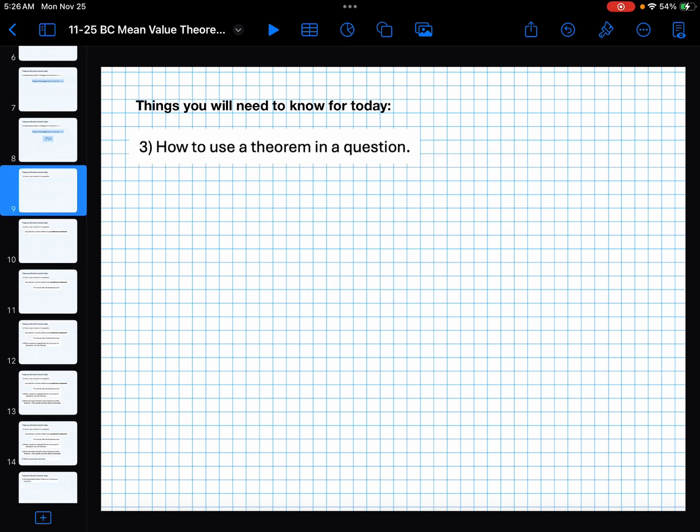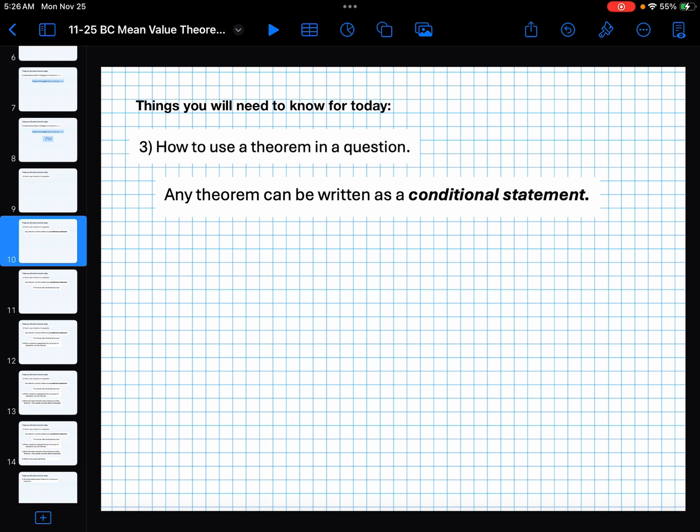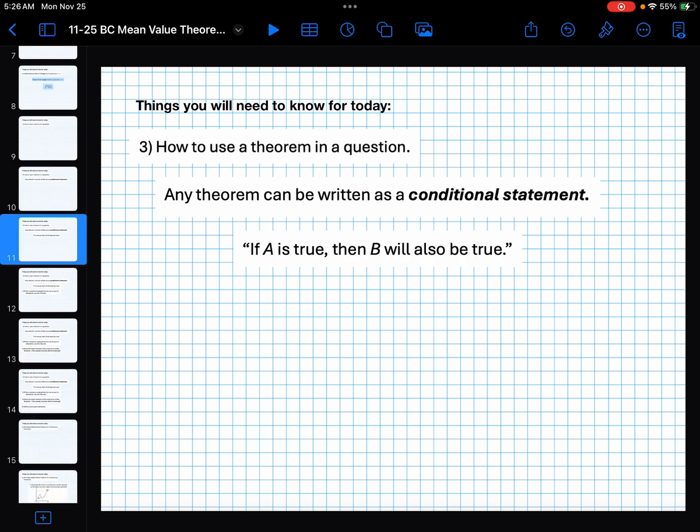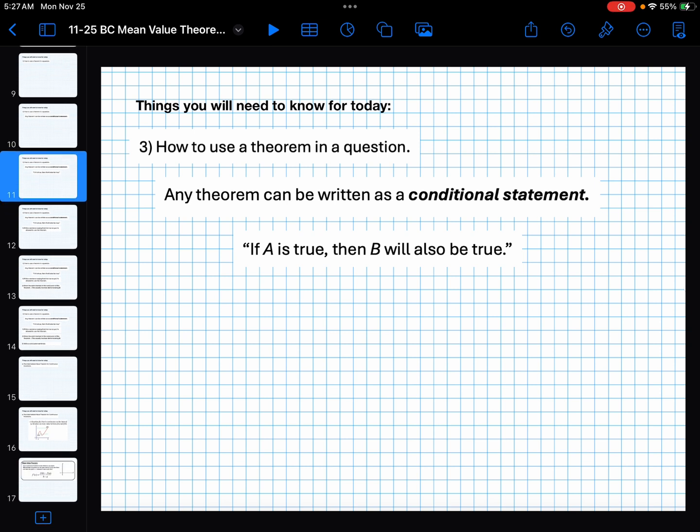All right, so in general, to use a theorem in a question, well, theorems aren't always, but they can be, they must be able to be written as a conditional statement. That's an if-then statement. So if A is true, then B will also be true. A could be one thing, it could be a few things that have to be true. We call those the conditions or the hypothesis of the theorem. And if they're true, then you have the conclusion. B would be the conclusion of the theorem. That must be true as well.